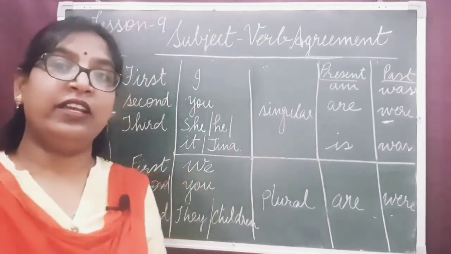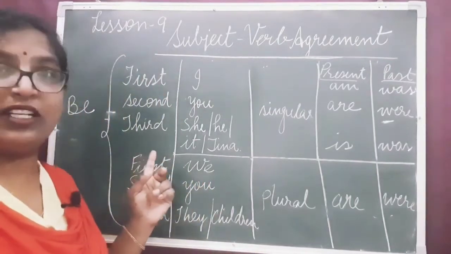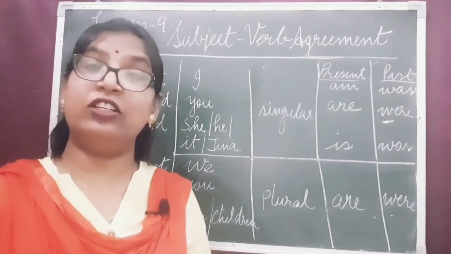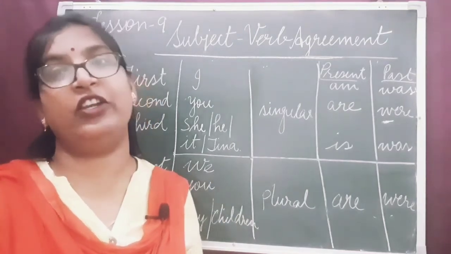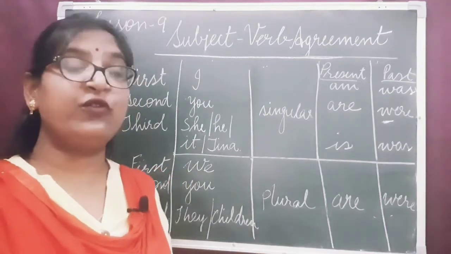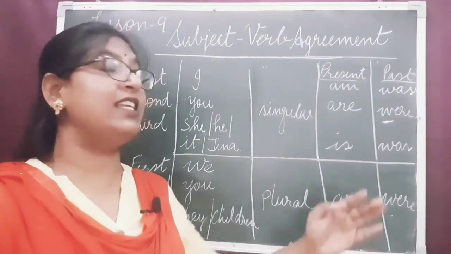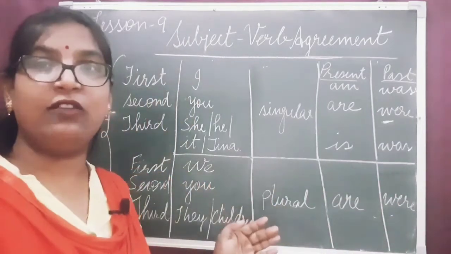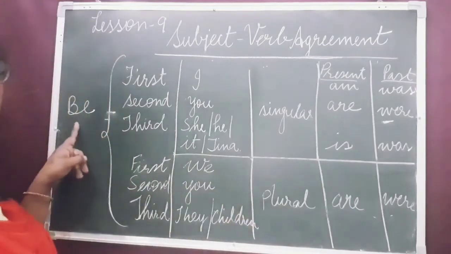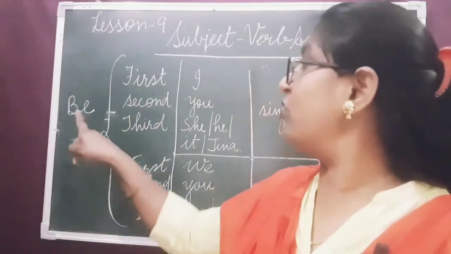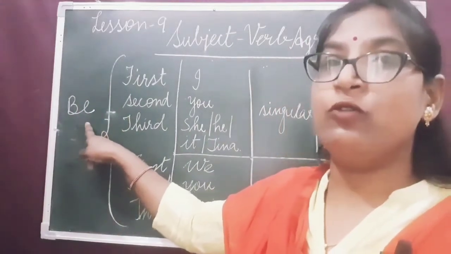Dear children, here you can see on the board one table is given, and through this table you will learn different forms of auxiliary verbs, which form we should use in present tense and which form we should use in past tense. Now in this table we are going to discuss the forms of be verbs.